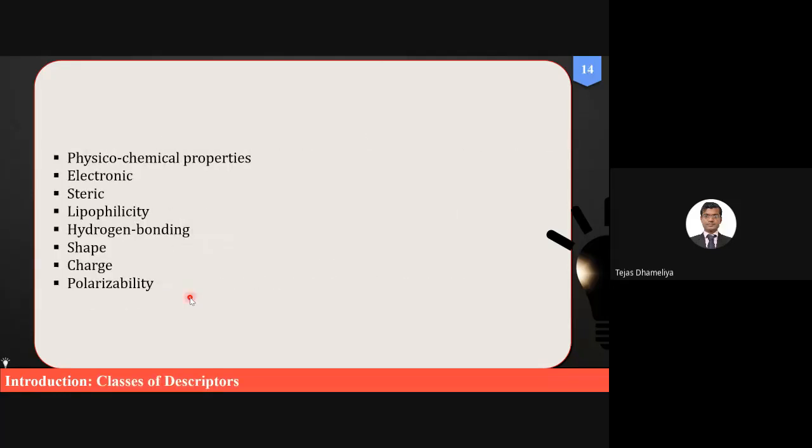Varieties of the descriptors, such as in the introduction. In the introduction, we have seen all these descriptors. In our coming slides, we will be discussing all these parameters in depth to understand how a descriptor can be correlated with activity. What is the meaning of descriptor? Descriptor means that it is going to describe the property of the molecule, and the parameter that describes that property is called a descriptor.